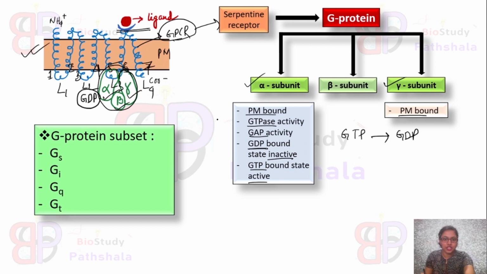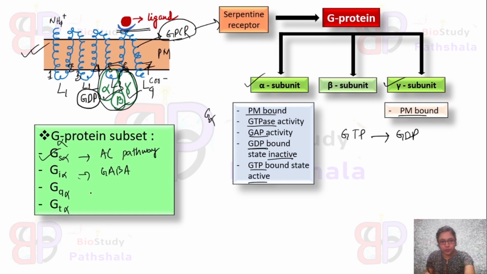This G alpha subunit again shows 4 kinds of subsets: Gs alpha subunit, Gi alpha subunit, Gq alpha subunit and Gt alpha subunit. This Gs alpha subunit shows the adenylate cyclase pathway. Gi alpha shows the GABA receptor pathway. Gq alpha shows the PLC pathway and Gt alpha shows the vision system pathway.